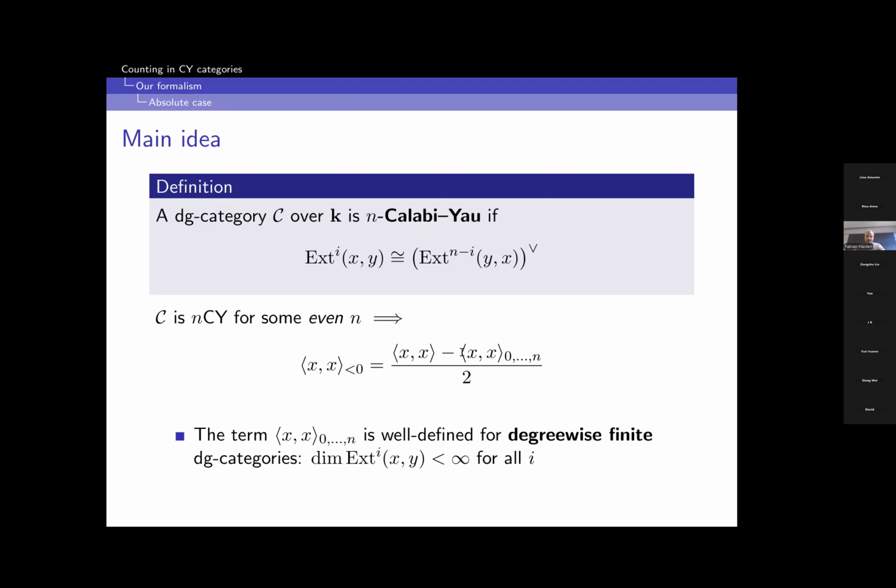So the second term is fine if we have a little bit less finiteness. If, instead of assuming that these xi vanish for almost all i, we assume only that they're all finite dimensional, this we call degree-wise finite. That's not completely standard terminology. But degree-wise finite means you have possibly xi in infinitely many degrees, but in each single degree, it's finite dimensional. And so then definitely this term here will be well-defined in this more general setting.